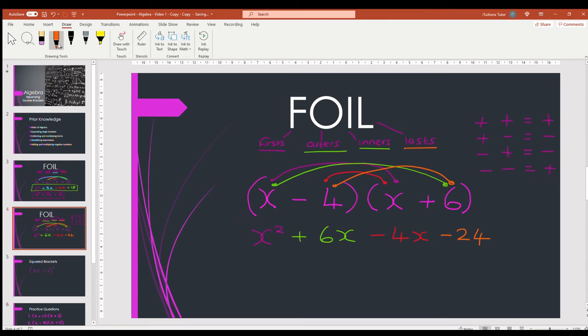Again, we'll now simplify this by adding up any like terms. X squared stays the same. We don't have any other like terms. A positive 6x and a negative 4x are like terms. So if we add these together, we're left with a 2x. And the negative 24 will stay the same as we don't have any other like terms. And this is the simplified expression.